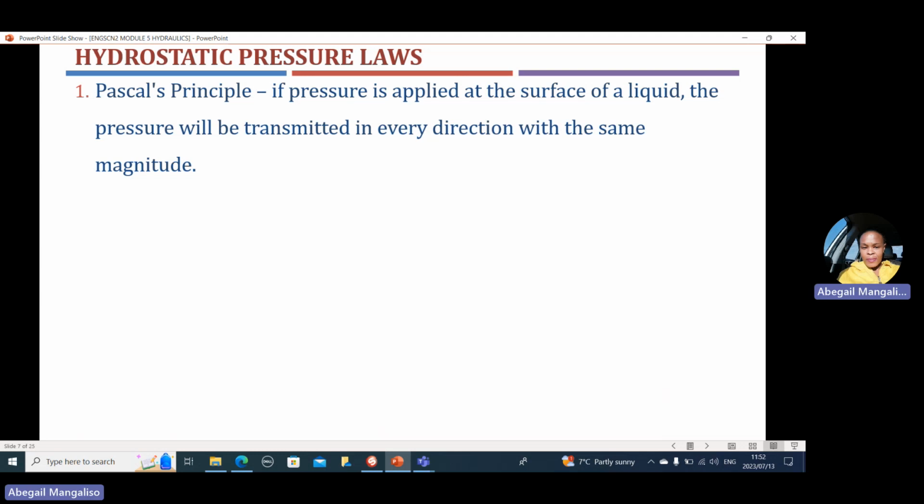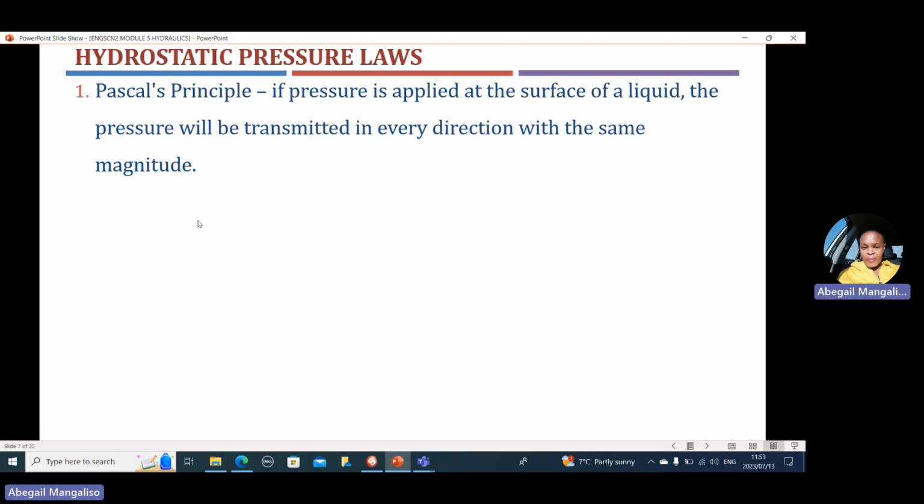Now, if you are given a closed container and you are given its pressure, a pressure gauge is indicating the pressure of what is inside. If you know the height of the liquid, you can determine what type of liquid is there. Now, the hydrostatic pressure laws: the first one is also called Pascal's principle. Pascal's principle states that if a pressure is applied at the surface of a liquid, the pressure will be transmitted in every direction with the same magnitude. So a pressure in a closed system acts with the same magnitude in all directions.